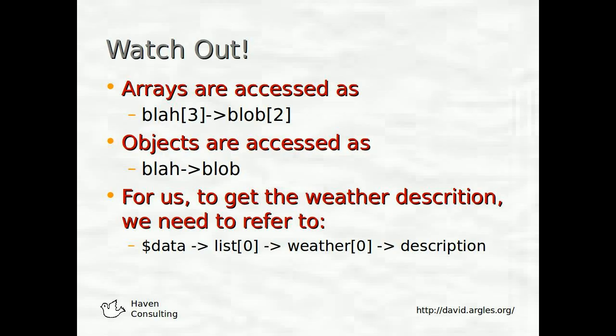Do watch out though, because you'll find that arrays are accessed as, for example, $blah[3] pointing to [2], but objects are just accessed as blah pointing to blob. So for us to get the weather description, we have a fairly tangled line which says $data, that's our JSON feed, so $json pointing to list[0] pointing to weather[0] pointing to description. That will get us to the weather description for Poole for now. It can get a little bit tangled.